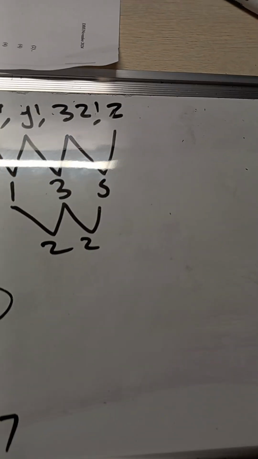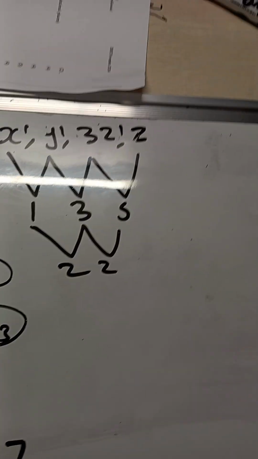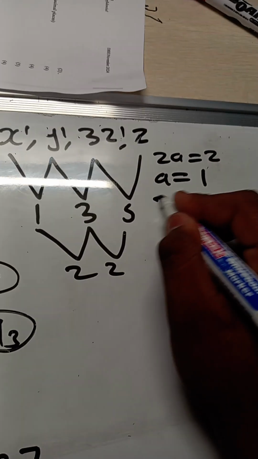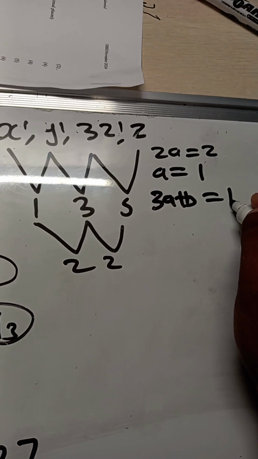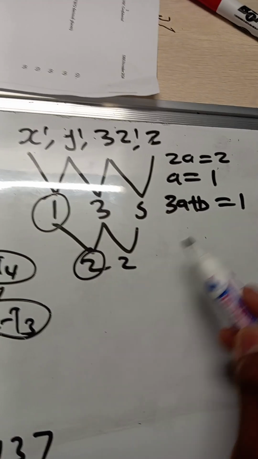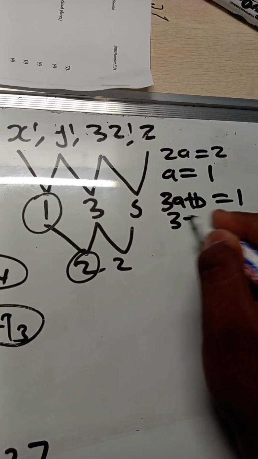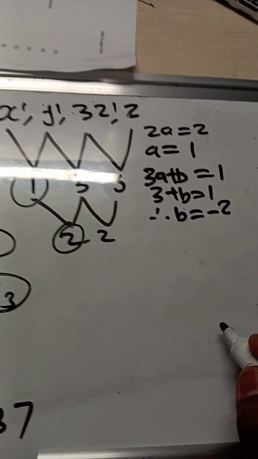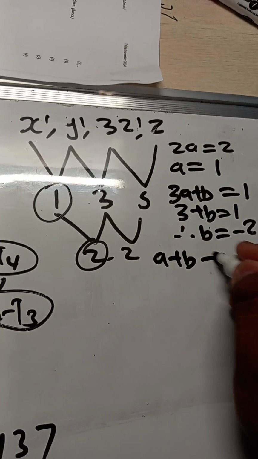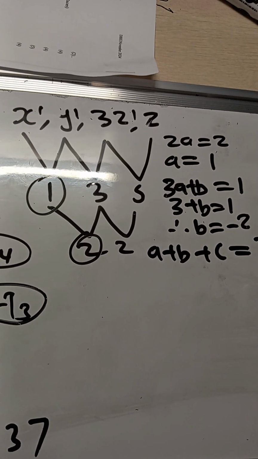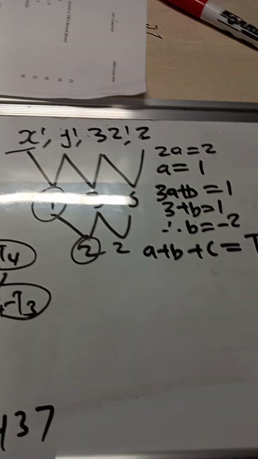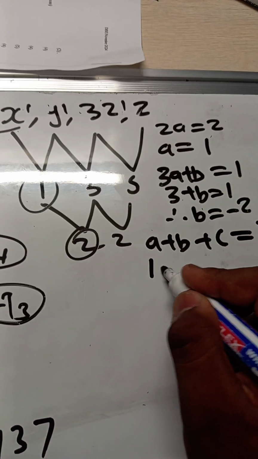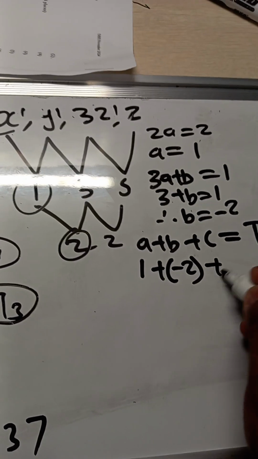You know how we find the equation of a quadratic. 2a equals 2, so a equals 1, right? 3a plus b equals 1, because I'm using these values. Now, it means 3 plus b equals 1. Therefore, b equals minus 2. You know that a plus b plus c must be equal to T1. So far, T1 is x. It's unknown. Interesting, eh? But now, I have my a as 1. I have my b as minus 2. But I do not have my c.